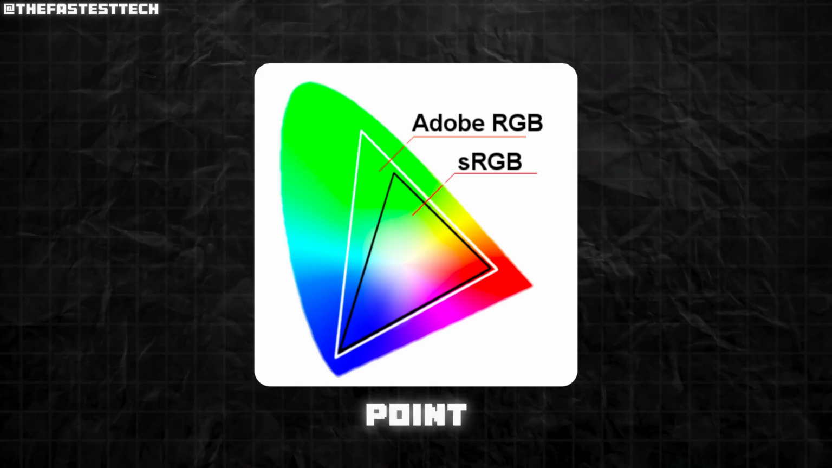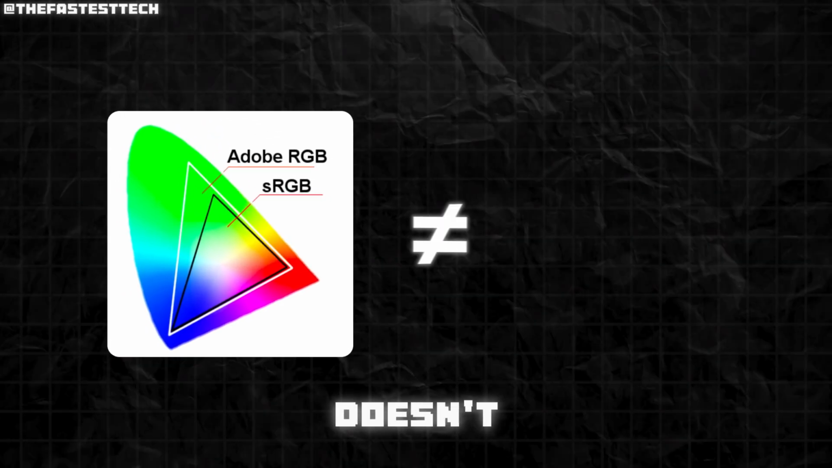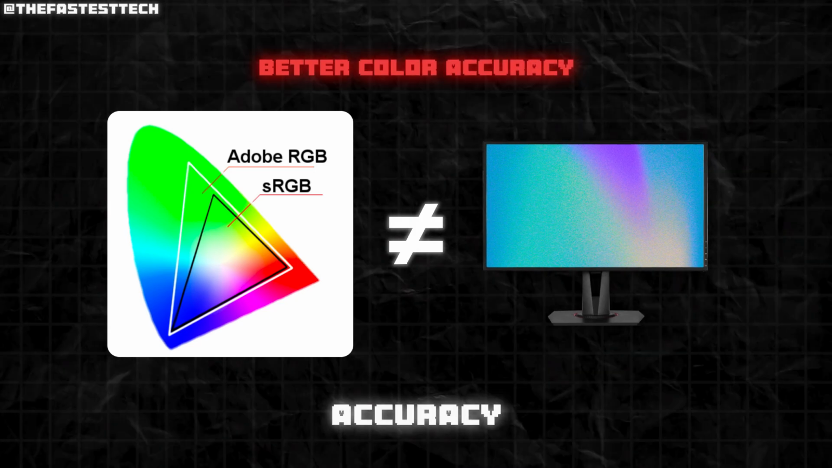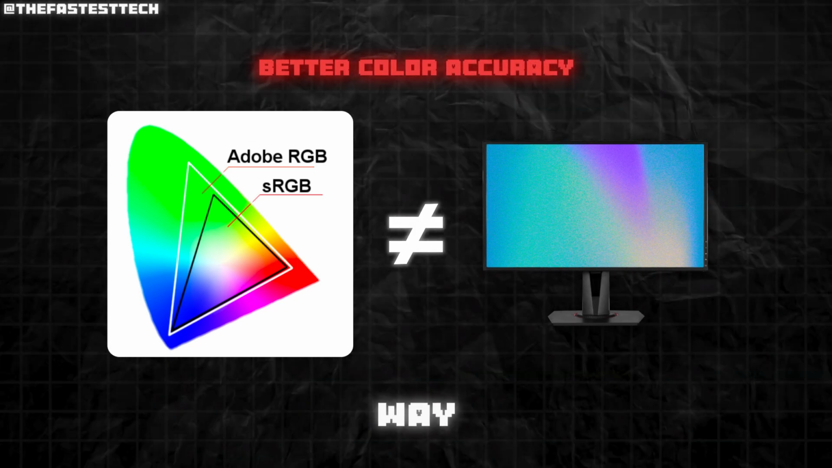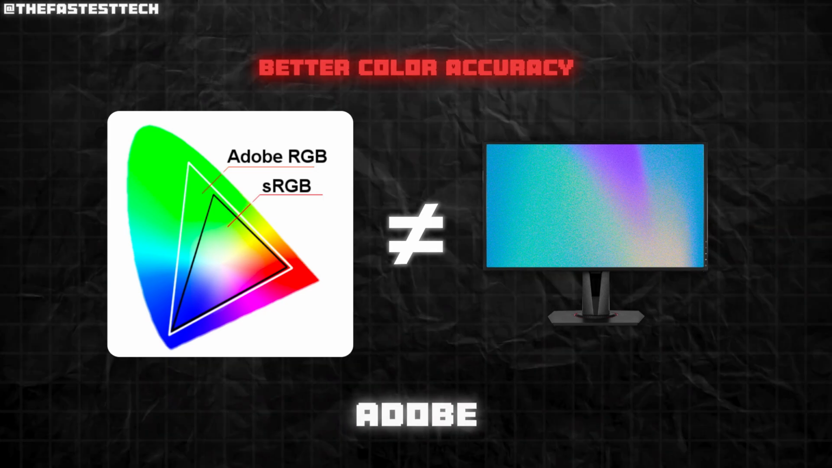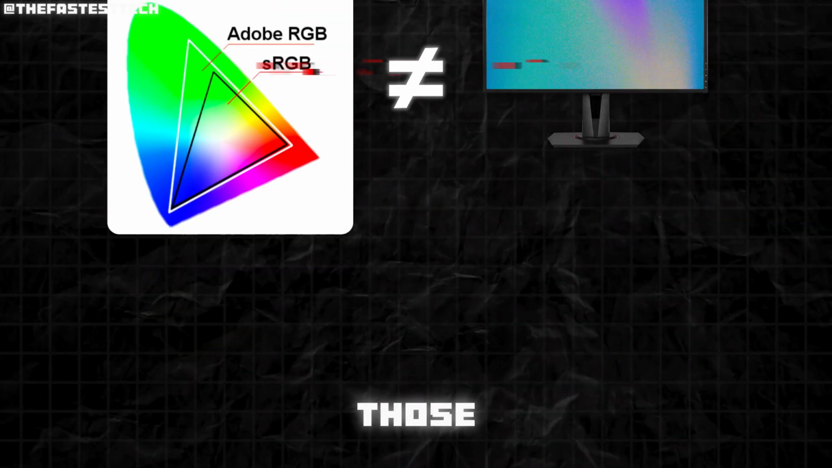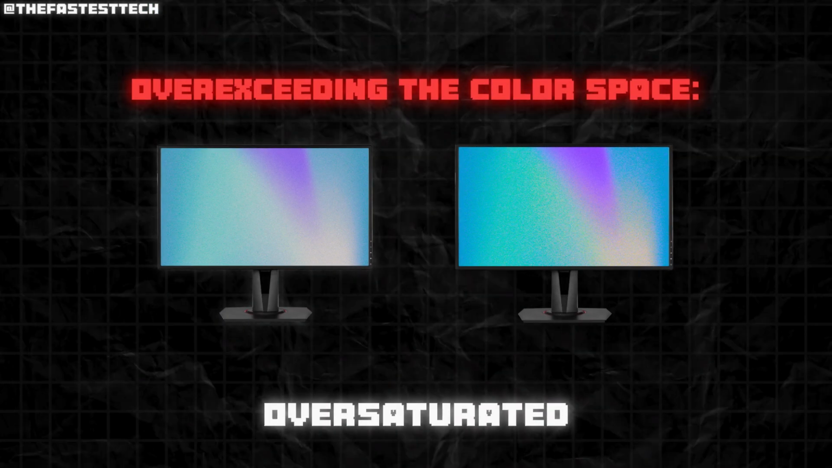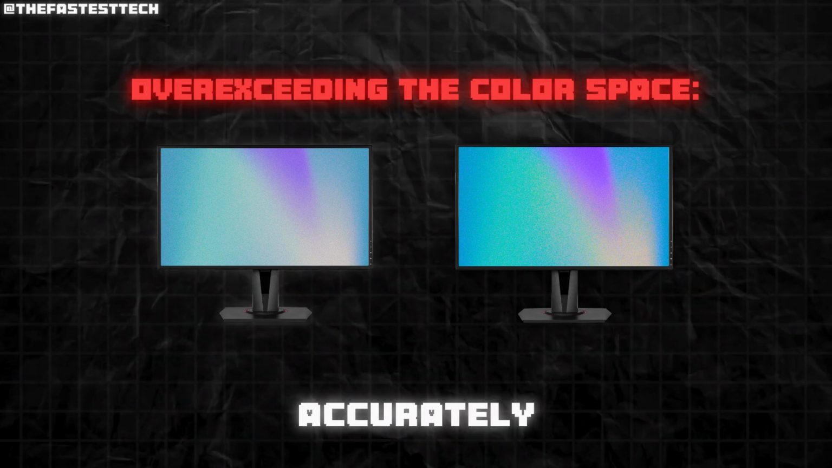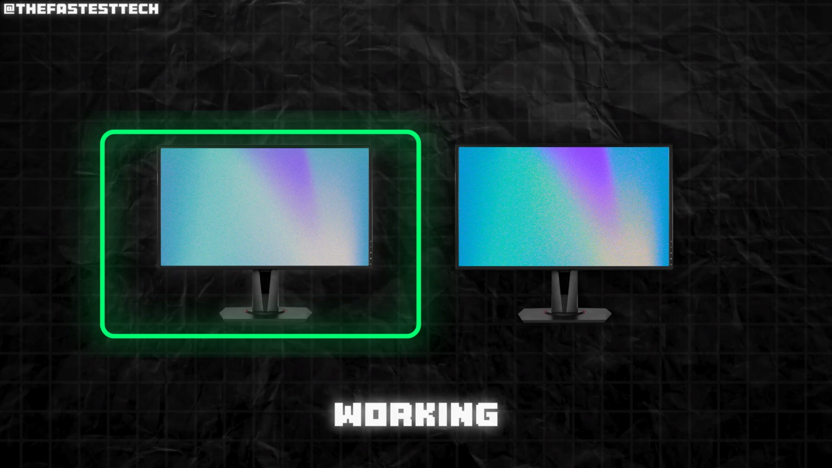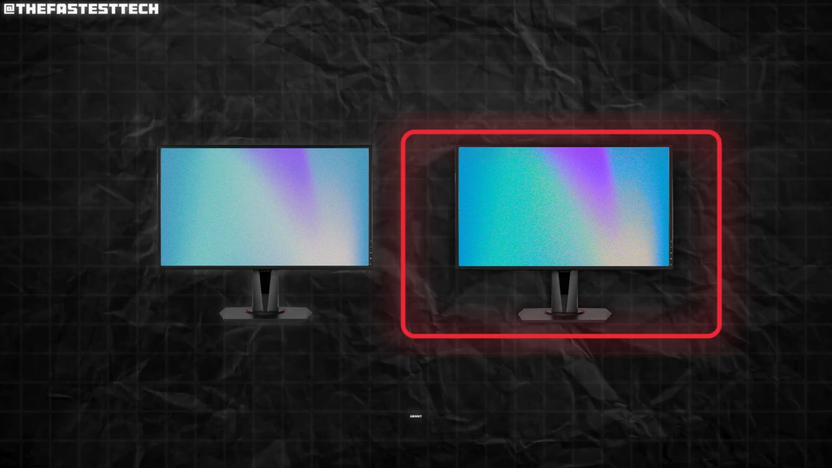But here's the key point. A wider color gamut doesn't necessarily mean better color accuracy. If a monitor has a huge color gamut that extends way beyond sRGB or Adobe RGB, it's going to make those color spaces look oversaturated. So for color accuracy, you want a monitor that can accurately reproduce the color space you're working in, not just one with the widest gamut.